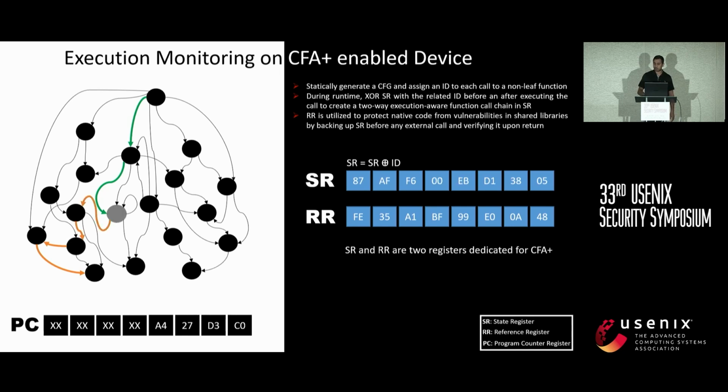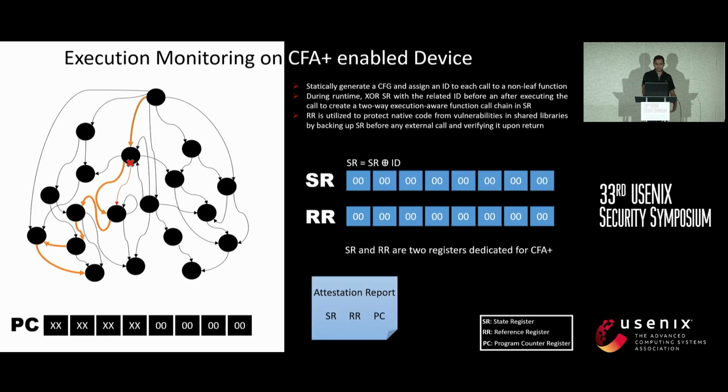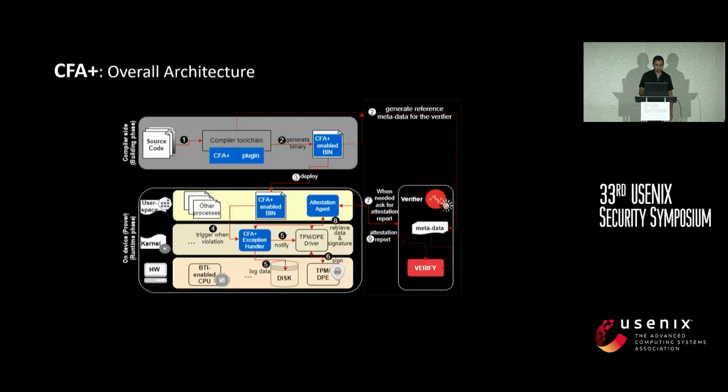So even if we have two calls from the same instruction and we try to return to a different location, this would either be immediately detected, depending on the function itself, or it could cause inconsistencies in the SR that would be detected later by our verifier service. And the main component of our attestation report is these three register values: our state register, our reference register, and also the program counter.